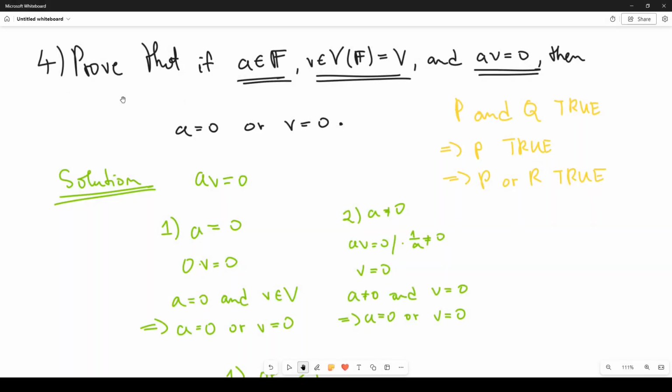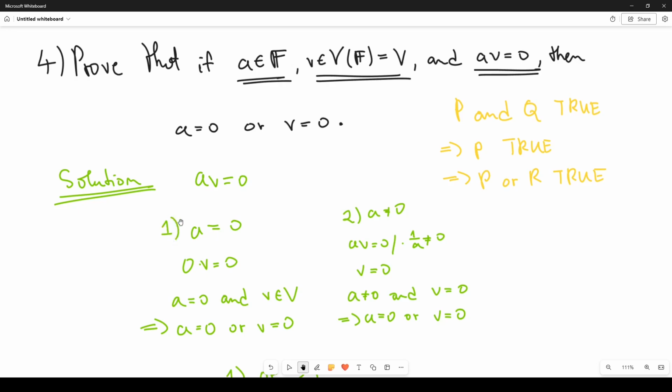Problem number 4 says: prove that if a is some scalar and v is some vector from our vector space V, and a times v is equal to 0, then either a is equal to 0 or v is equal to 0, or they're both 0 at the same time. So let's show that. We have that a times v is equal to 0. And now we go through two cases.